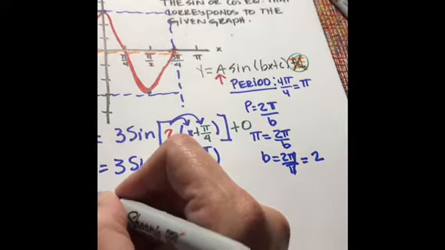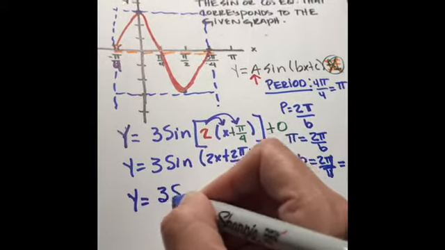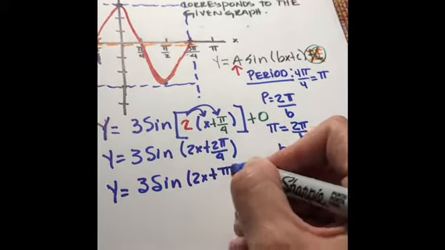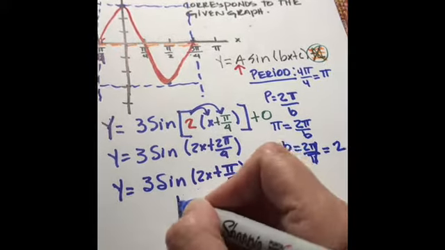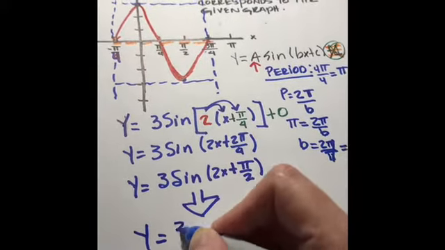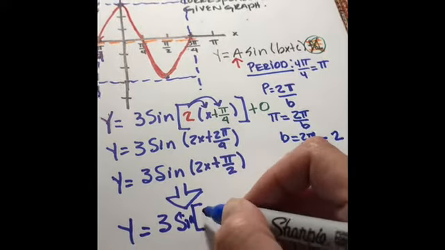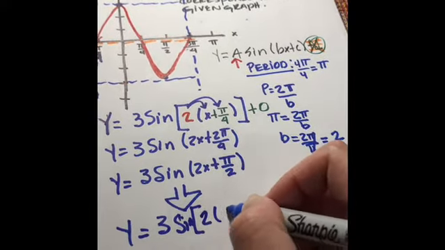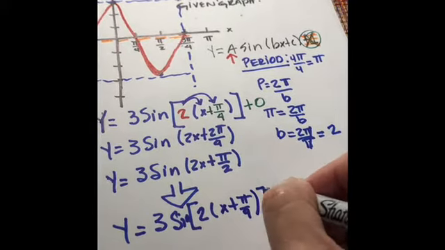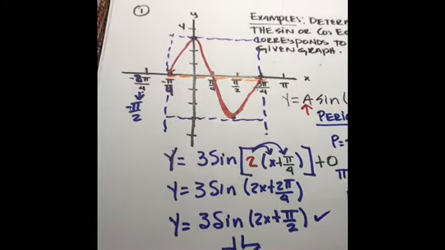And from there, I can also write my equation as y is equal to 3 sine of 2x plus pi over 2. And also, y is equal to 3 sine of 2x plus pi over 4. Any of both is correct. Just be careful with the multiple choice questions in the exams.